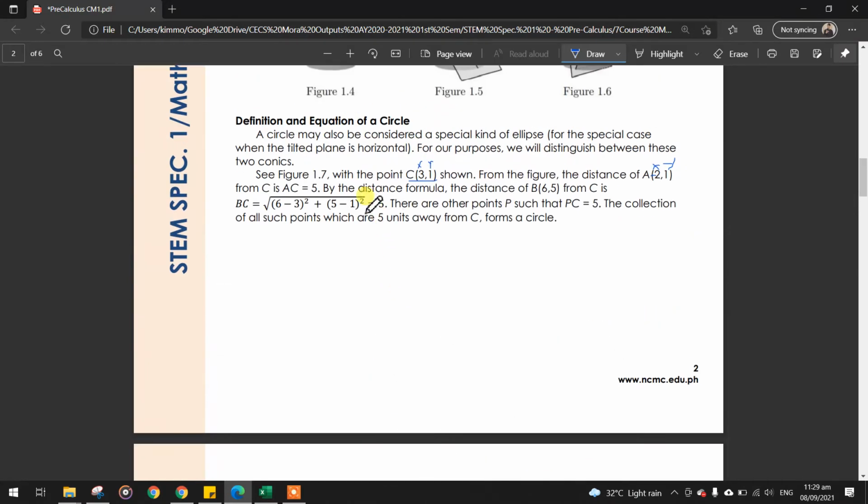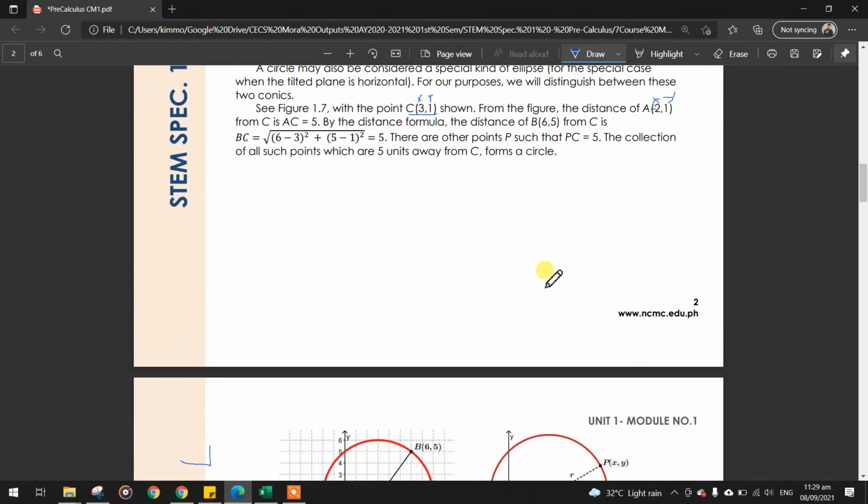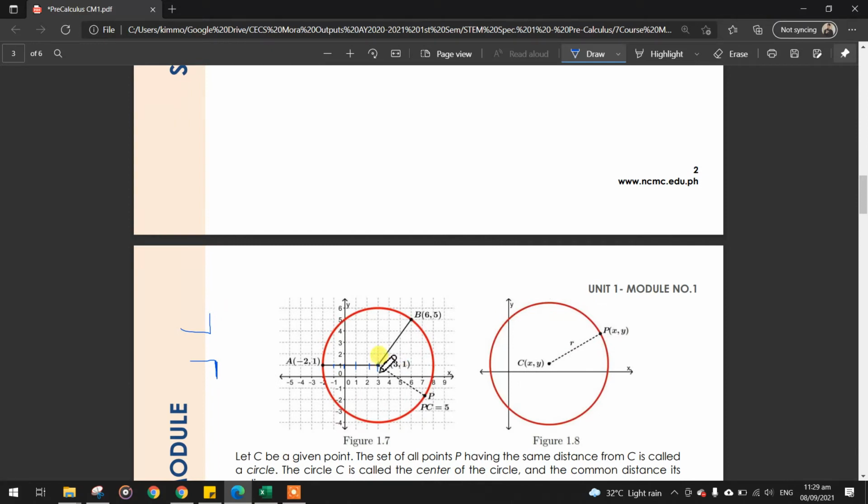Okay? And by the distance formula, the distance from B to C. So this time we have another point. Earlier we had point C and point A. This time we have point B, whose coordinates are 6, 5. Meaning 6 is our x, and 5 is our y. So we count from the origin going to 6 on our x, then go up on the y to 5.